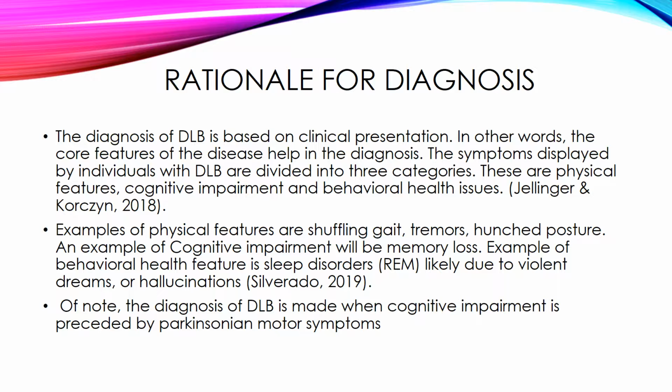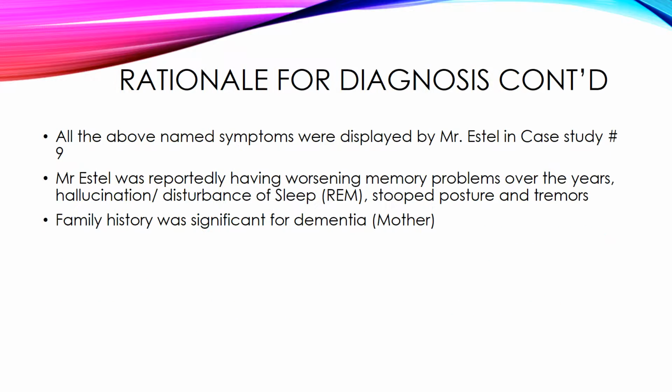Examples of physical features are the shuffling gait, the tremors, and the hunched posture. An example of cognitive impairment would be memory loss. Behavioral health issues would be hallucinations, not sleeping well, and violent dreams. Of note, the diagnosis of dementia with Lewy bodies is made when cognitive impairment is preceded by Parkinsonian motor symptoms. All the above named symptoms were displayed by Mr.